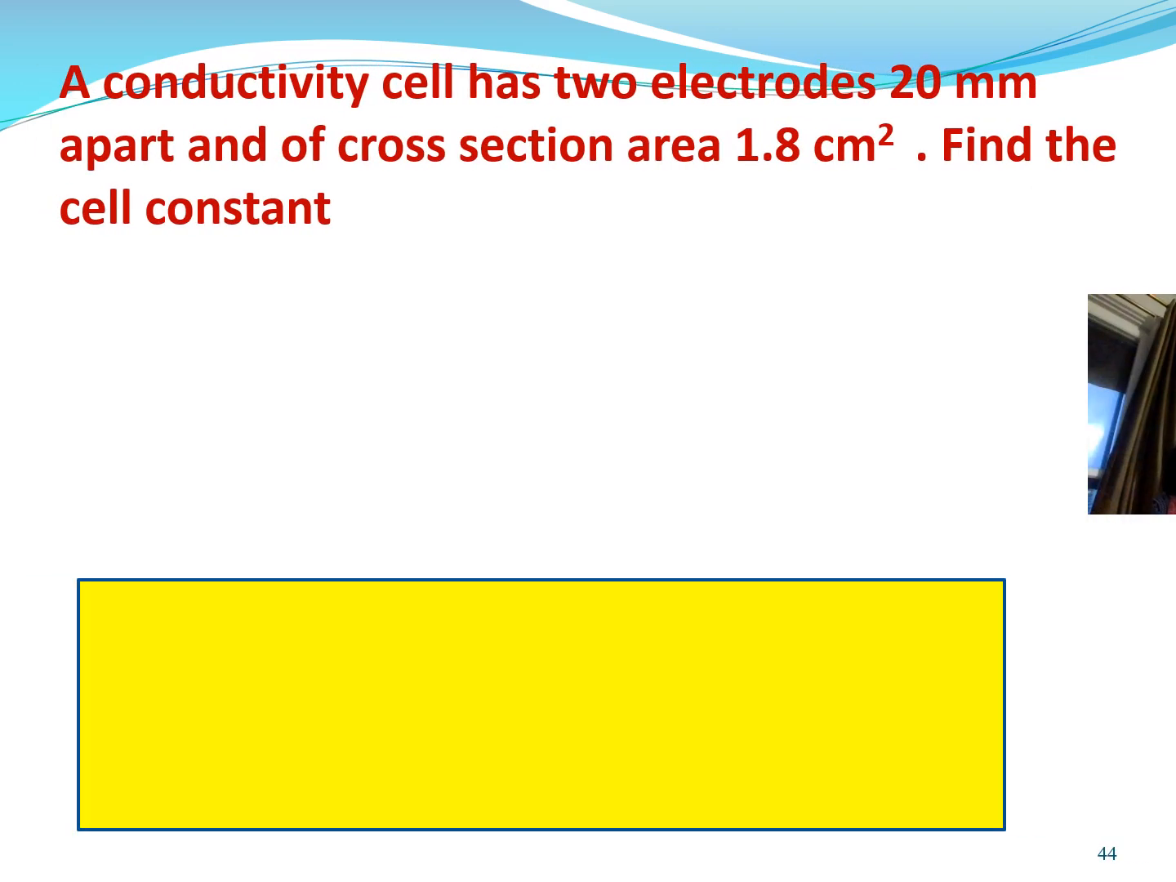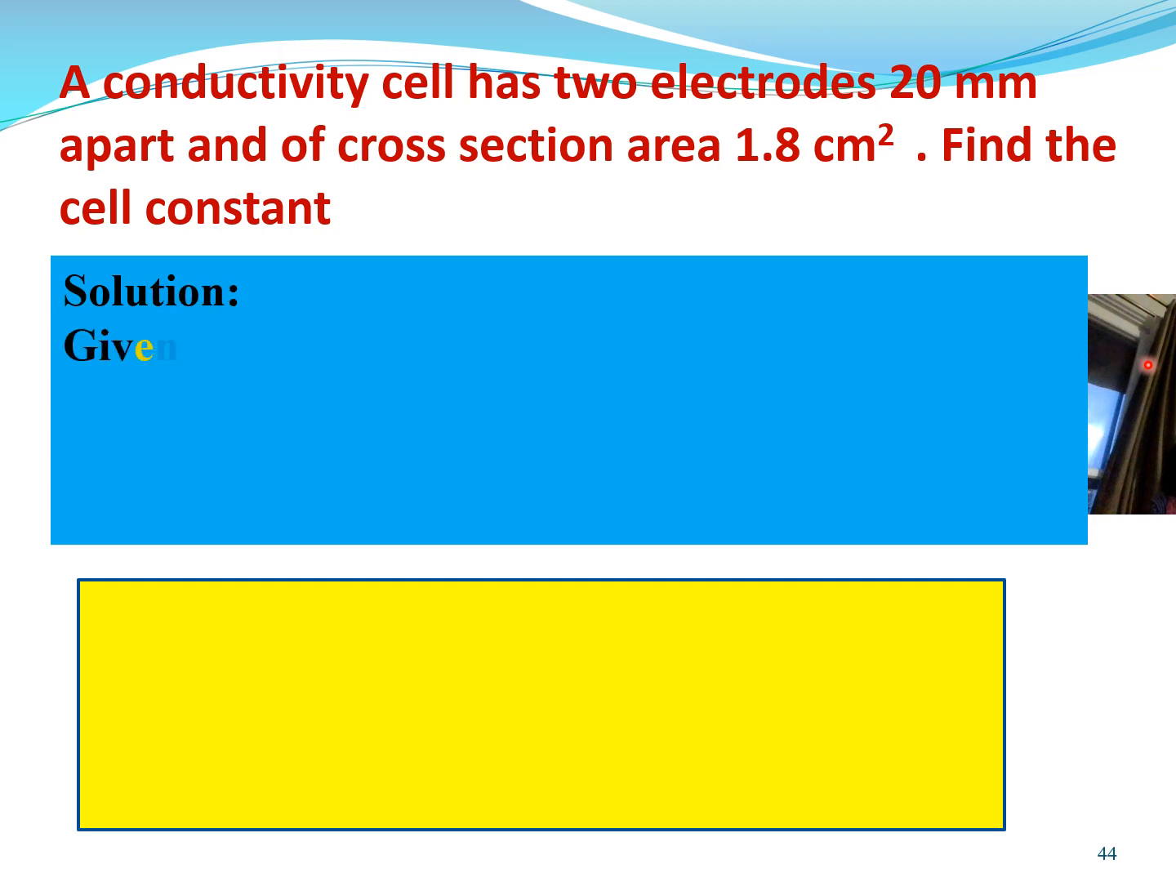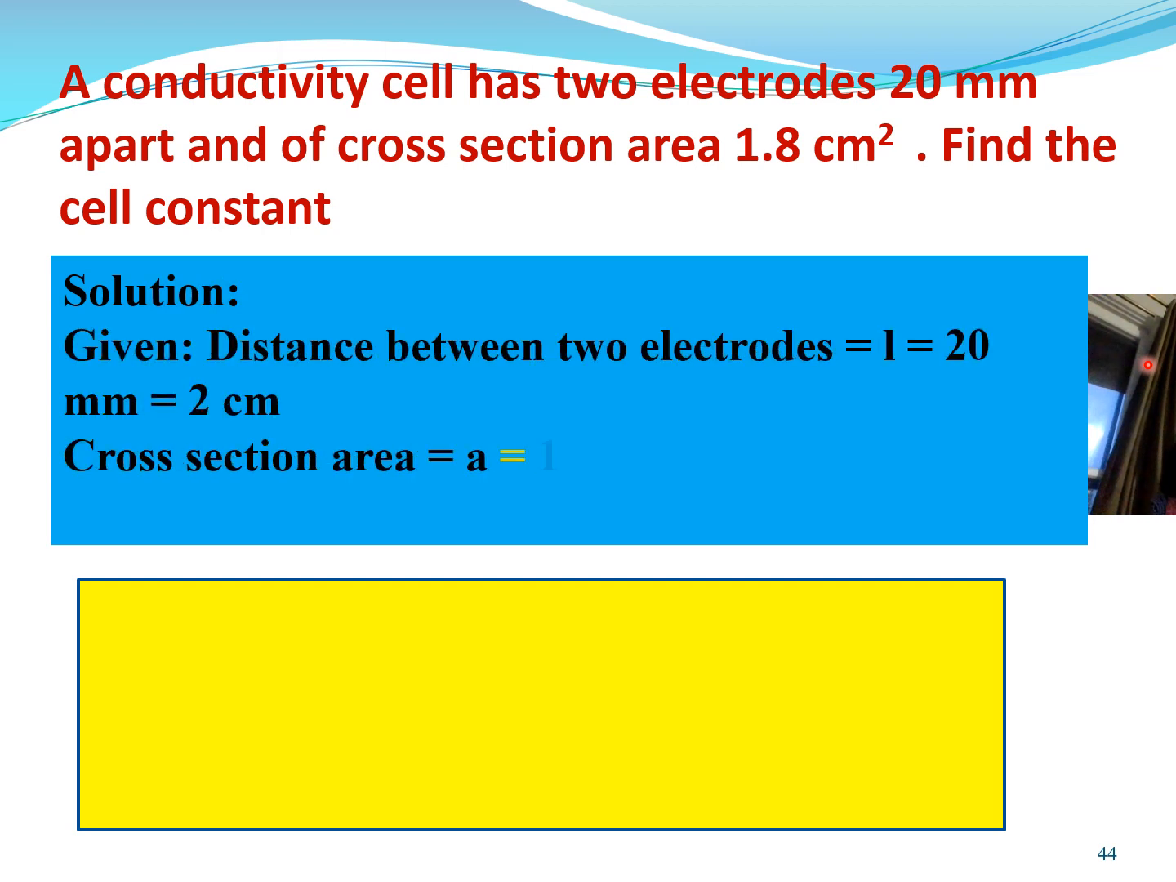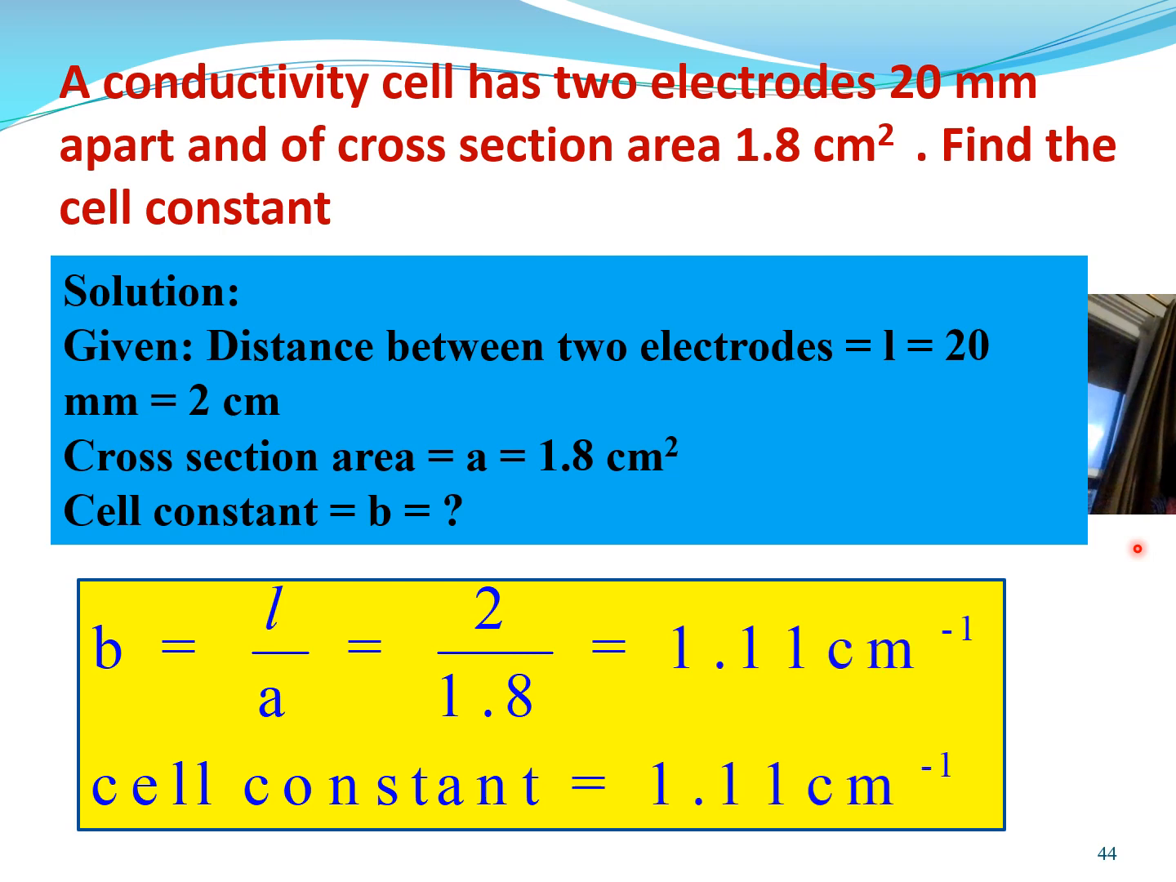Now let us solve some numericals. A conductivity cell has two electrodes 20 mm apart and cross-sectional area is 1.8 cm squared. Find the cell constant. What is the formula for cell constant? Cell constant is equal to length upon area. Distance between the two electrodes is how much? 20 mm, that is 2 cm. And cross-sectional area is 1.8 cm squared. So you can calculate B, L upon A. So 2 upon 1.8, that is 1.11 centimeter inverse.